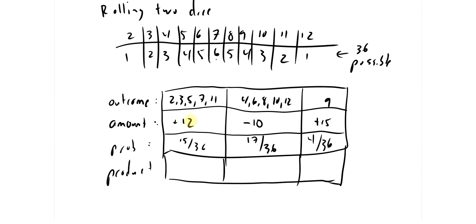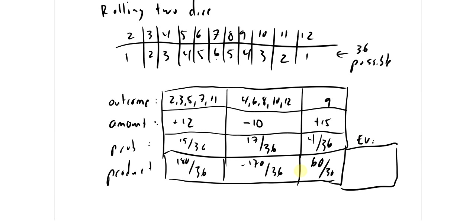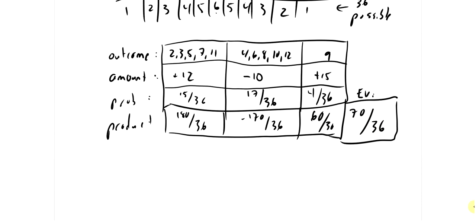Excellent. So multiply amount times probability, and you get 15 times 12 is 180 out of 36. 17 times minus 10 is minus 170 out of 36. And 15 times 4 is 60 out of 36. And what's our expectation value? Well, you just add all these up. So that's 180 minus 170. That's plus 10, plus 60. So 70 out of 36. That's our expectation value, 70 divided by 36. So expectation value equals 70 over 36, which is 1.94.